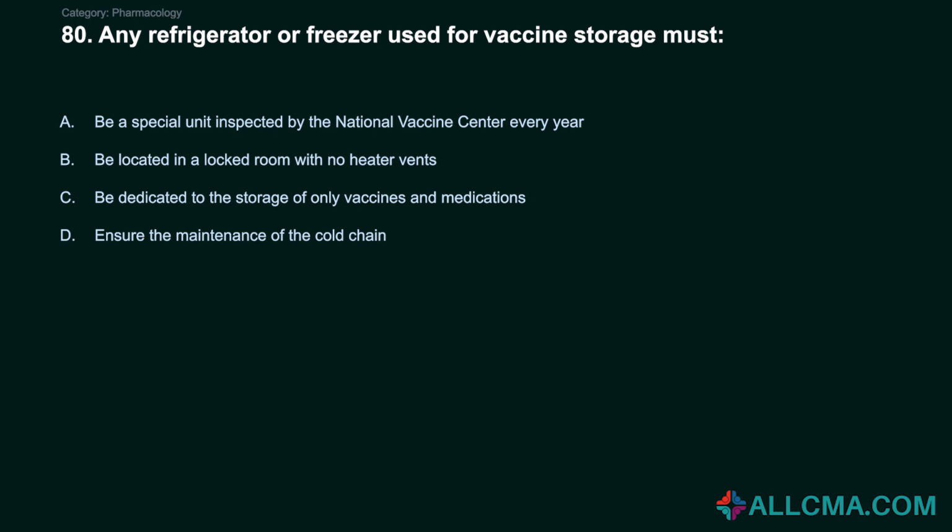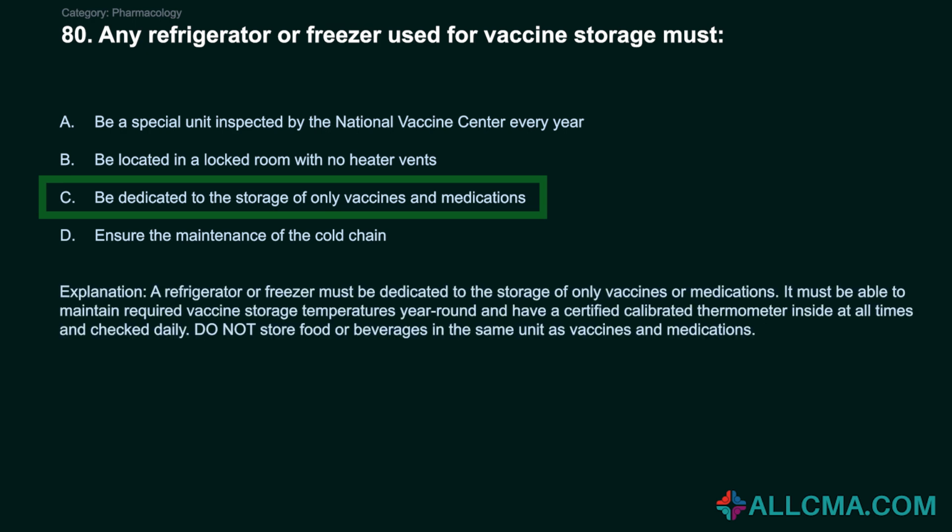Any refrigerator or freezer used for vaccine storage must A. Be a special unit inspected by the National Vaccine Center every year. B. Be located in a locked room with no heater vents. C. Be dedicated to the storage of only vaccines and medications. D. Ensure the maintenance of the cold chain. Correct answer: C. Be dedicated to the storage of only vaccines and medications.